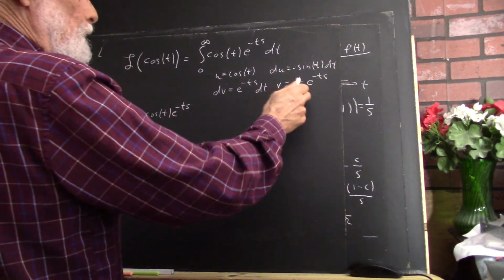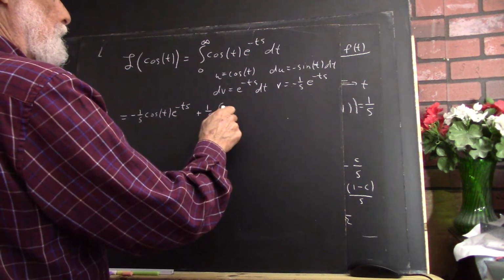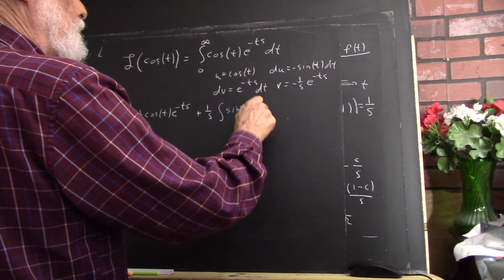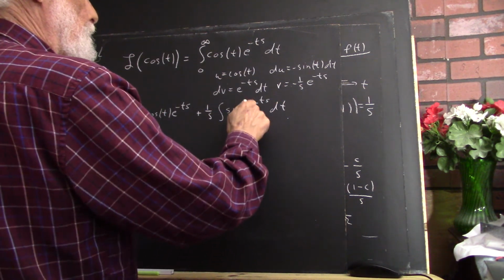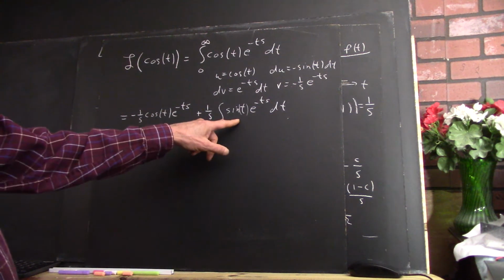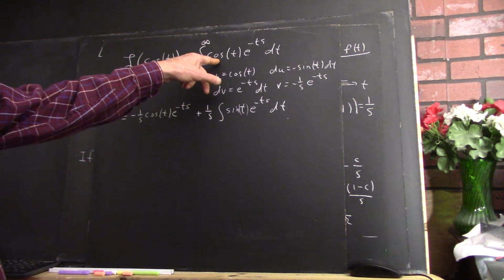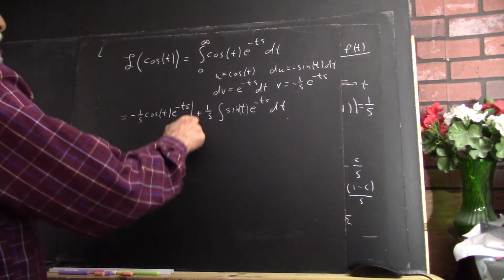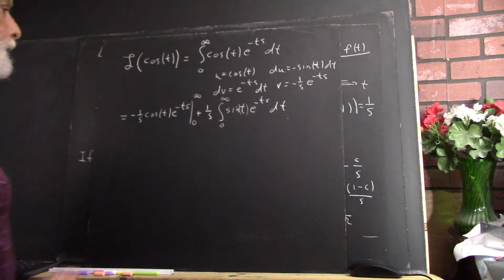The minus and the minus 1 over s will just give us a 1 over s times the integral of sine of t e to the negative ts dt. Now this is not apparently getting us any closer to the integral than what we already had, but now we can evaluate this. Of course we need 0 to infinity here.